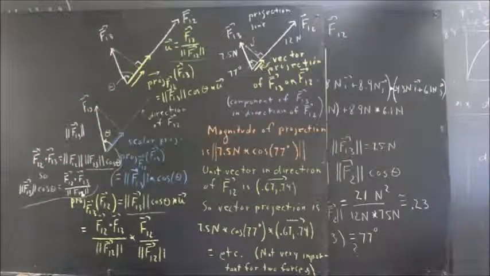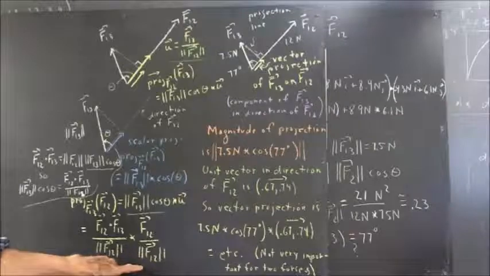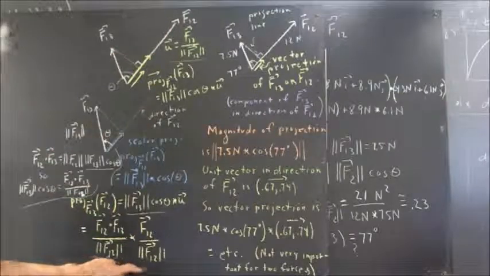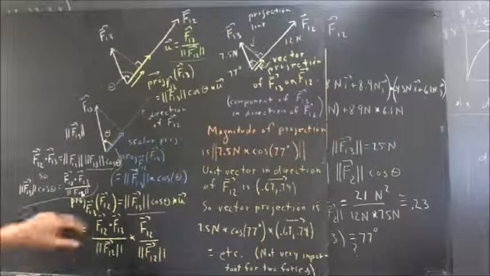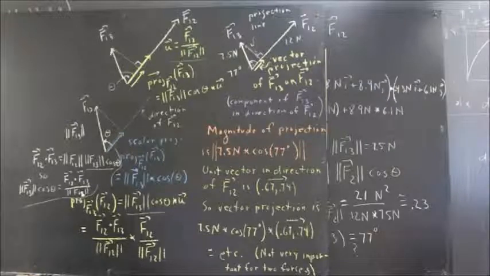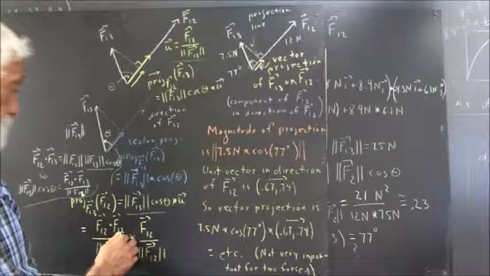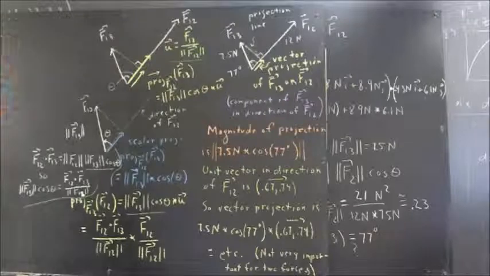All we have to do is calculate the magnitude of the vector on which we're projecting, which is our F12 vector, and take the dot product of the two vectors, which, if we know the components of the vector, is a very straightforward calculation. And there we have it.